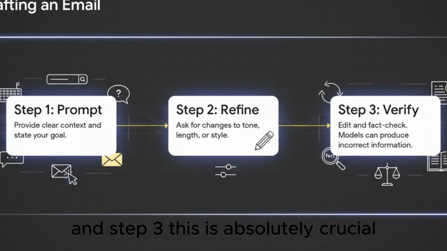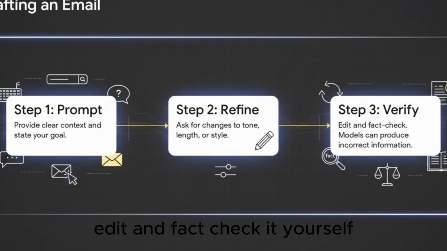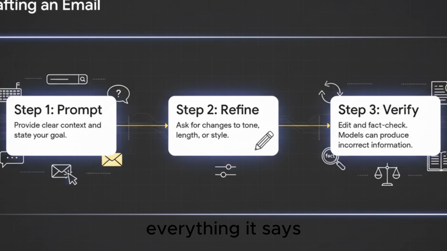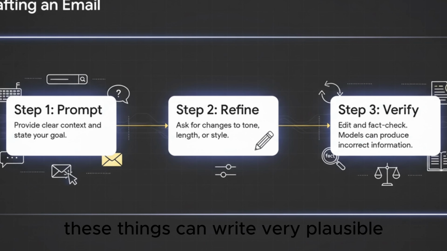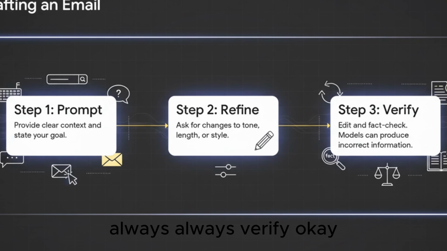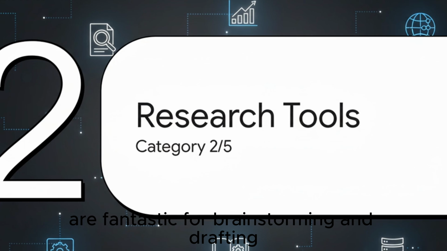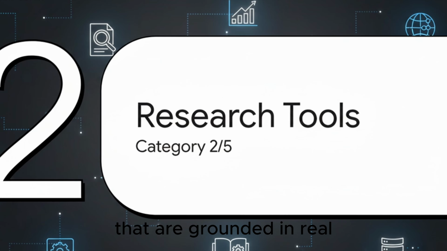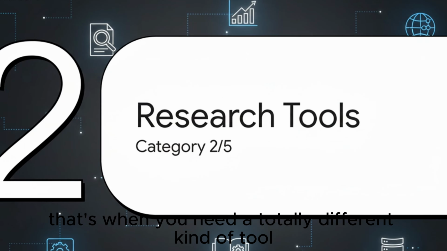And step 3, this is absolutely crucial, edit and fact-check it yourself. The biggest mistake beginners make is trusting everything it says. These things can write very plausible-sounding information that is just flat out wrong. Always, always verify. Okay, so chat assistants are fantastic for brainstorming and drafting, but what happens when you need answers that are grounded in real, verifiable facts? Well, that's when you need a totally different kind of tool.